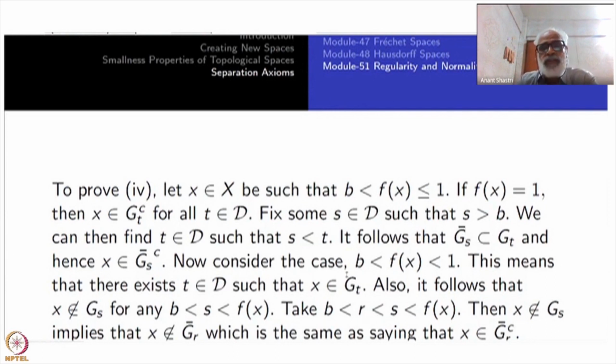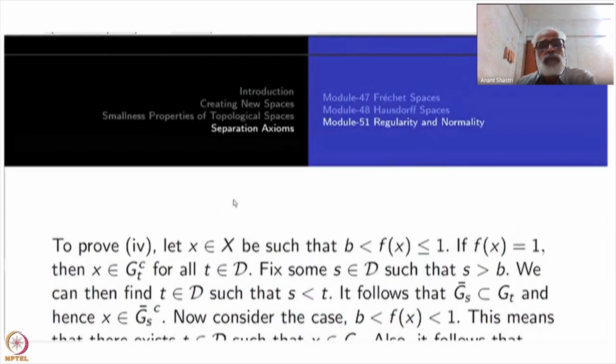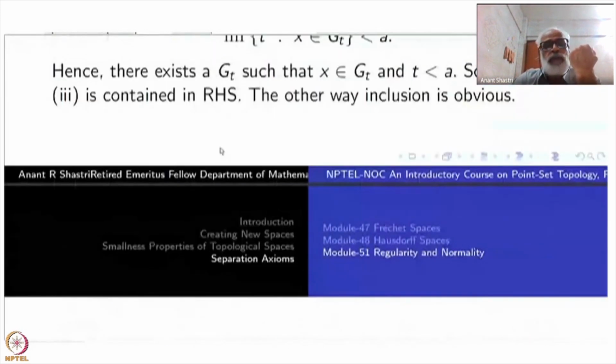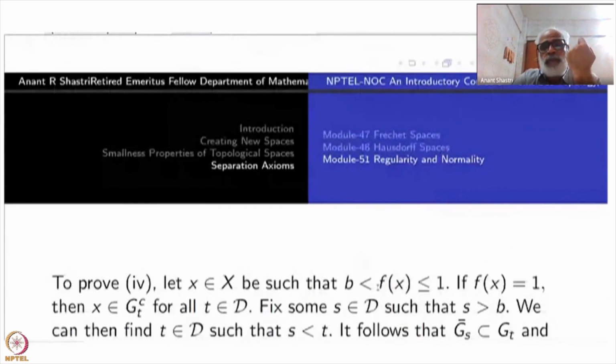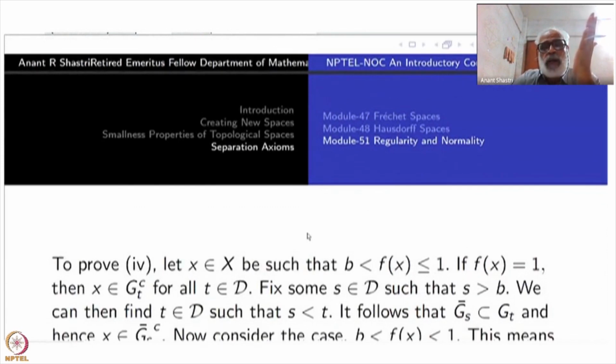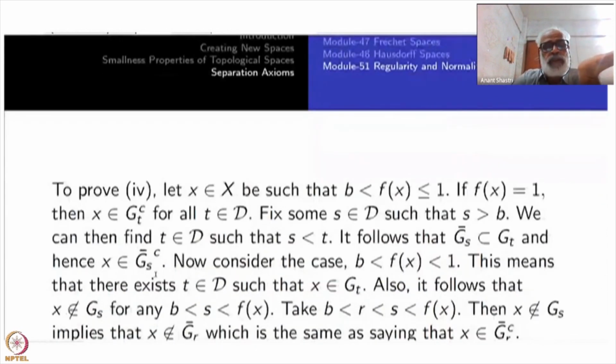Now one case is over, namely if f(x) is 1, x belongs to one of them. Remember what I have to show. I have to show that the point in the left hand side, namely a point which looks like this one, b less than f(x) less than or equal to 1, is in the union of all G_t bar complements, and so I have found one such G_s bar complement.